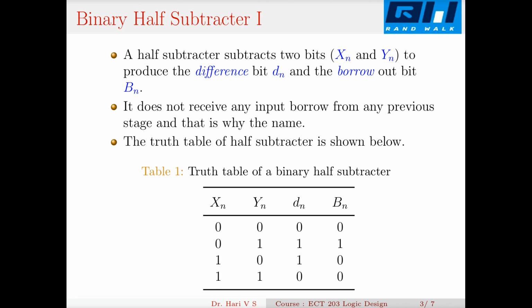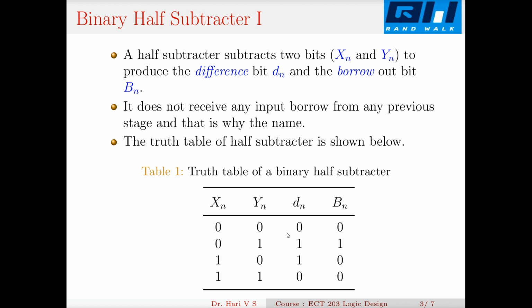The truth table of the half subtractor is like this. Let us look at the possibilities for xn and yn, they being 0 0, 0 1, 1 0 and 1 1. When xn and yn are zeros, the difference is 0 minus 0, it is 0 and the borrow is 0. When xn is 0 and yn is 1, xn minus yn, 0 minus 1 is 1 with a borrow 1, because this stage has to borrow a 1 from the adjacent stage. Then it is 1 minus 0, the difference is a 1 and the borrow is a 0. Then 1 minus 1, the difference is 0 and the borrow is 0.